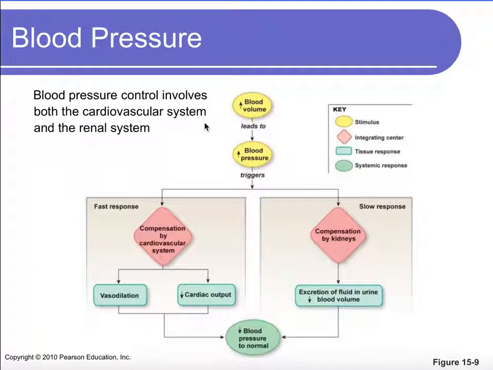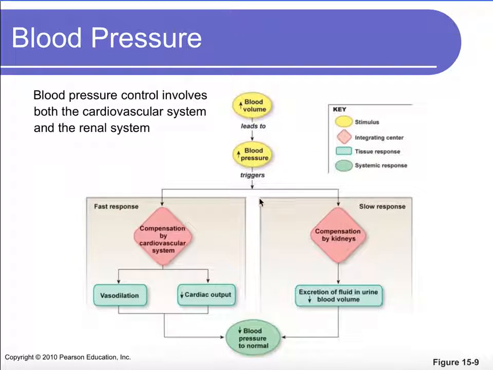So let's take a look at blood pressure and how we can regulate it and help restore it back to homeostasis. When we increase blood volume, let's say we're drinking a lot of water, that's going to cause an increase in blood pressure. So when our baroreceptors, these are the receptors that sense changes in pressure, sense this rise in blood pressure, it will respond accordingly to try to lower blood pressure.